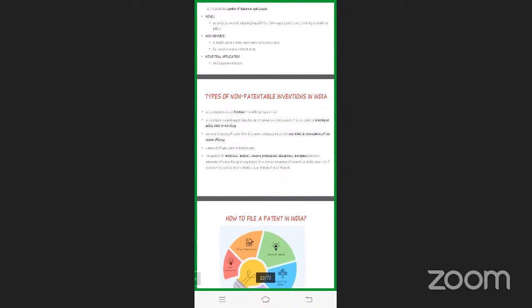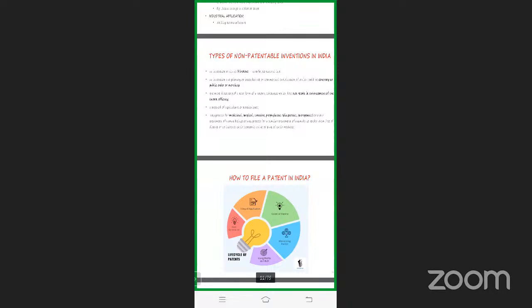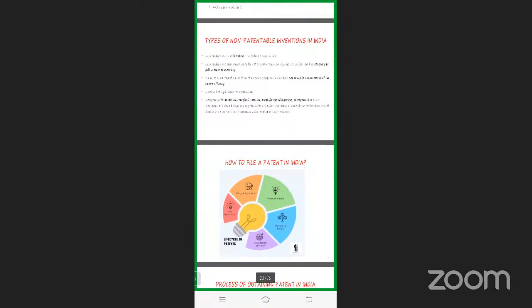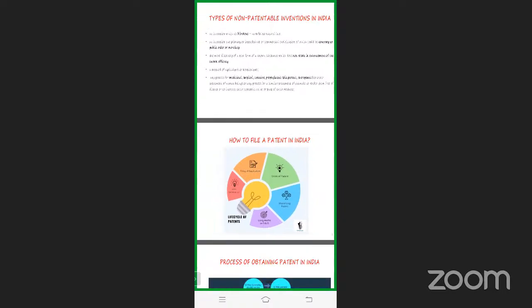Next one is the types of non-patentable inventions in India. So which are the inventions which cannot avail patent? First one, an invention which is harmful to natural law. Next, the invention which is contrary to public order or morality. And the next one is the invention which does not result in enhancement of a known efficacy. The fourth one is a method of agriculture or horticulture. And the final one is any process or products relative to medicinal or surgical concepts. So these are the types of non-patentable inventions in India.